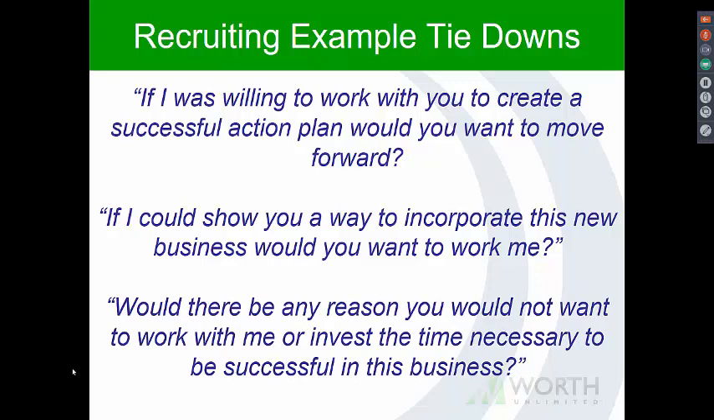Another thing I want to tell you, don't take it personal. Many personalities just do not get along with one another. And we can say that over and over again. If you've been on this earth more than 30 years, you already know that is an absolute fact. Would there be any reason you would not want to work with me or invest the time necessary to be successful in this business? I love that question.